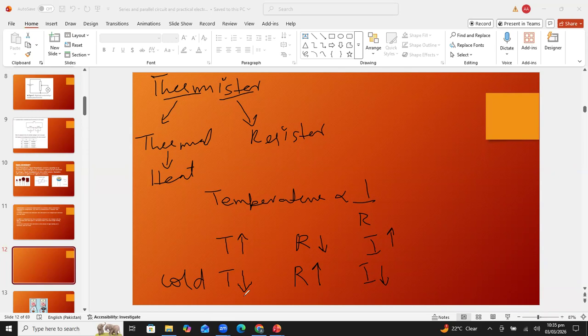Now, students, we have to design a circuit in which we have to operate the heater.